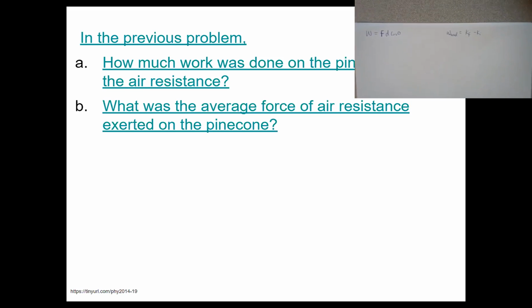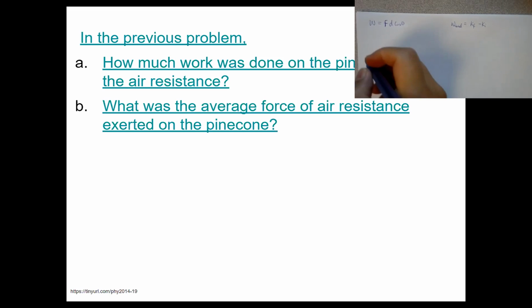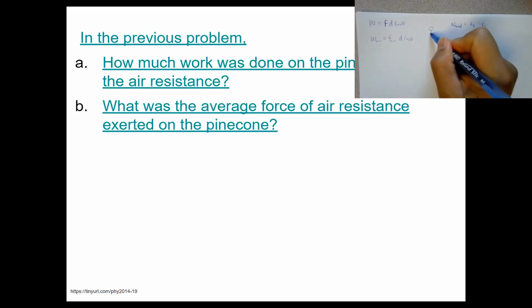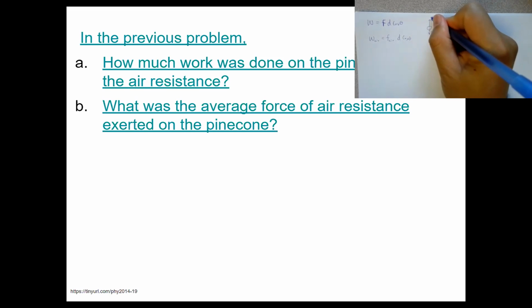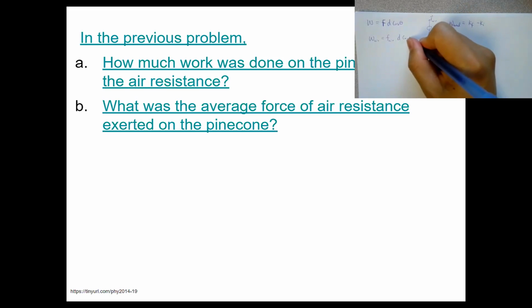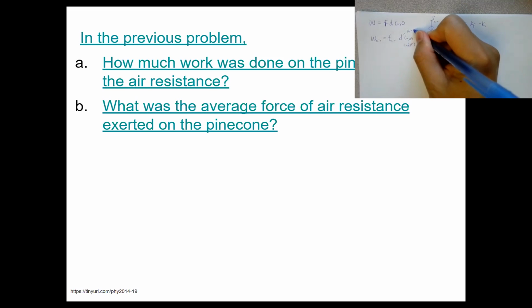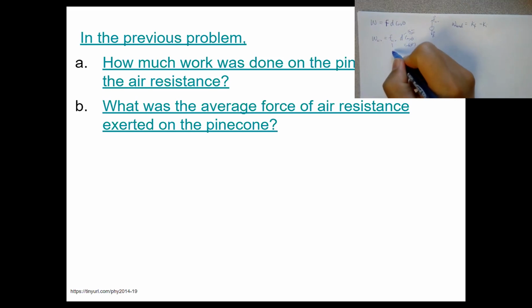But let's take a look. What we are looking for is the work done by the air resistance here. So work done by air resistance, or you can say work sub air, should be the air resistance force times the distance, times the cosine of the angle the two make. As I mentioned earlier, the PyCon falls down here. This is the displacement, this is the air resistance, so they are in opposite directions. So the angle is 180, and cosine of 180 should be a negative number.